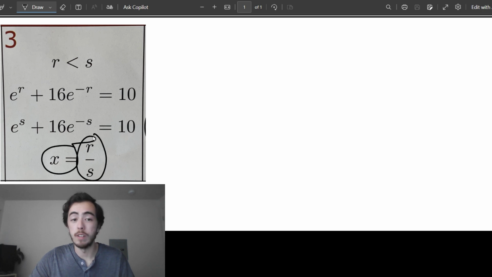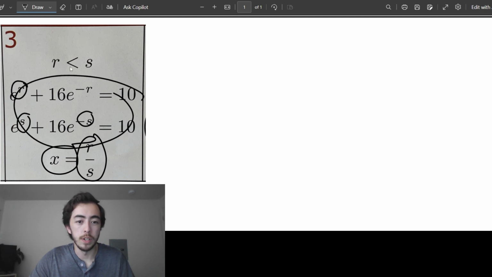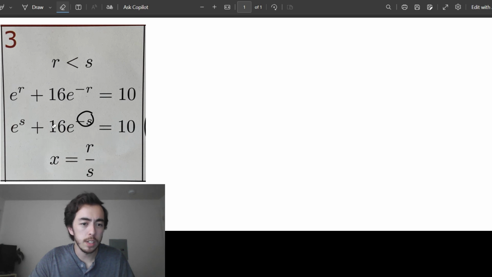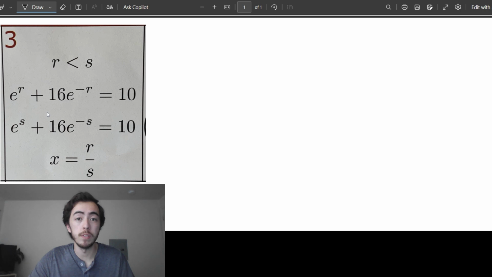X is r divided by s, and r and s are these exponents here that cause this equation to be true. And actually, both equations are basically the same. So it looks like we're going to get two different solutions to satisfy the same equation. Once we find those two solutions, we'll just know that r is the smaller solution. All right, let's try it out.